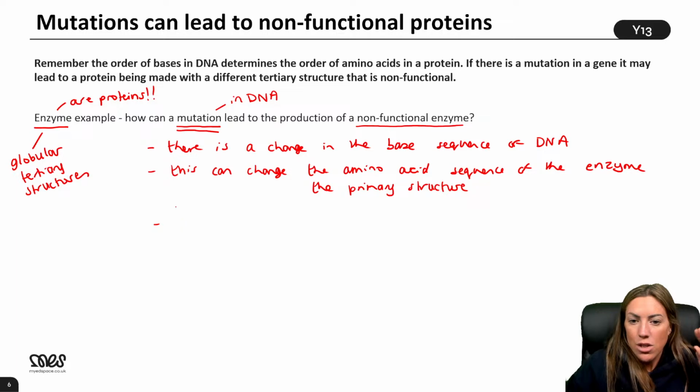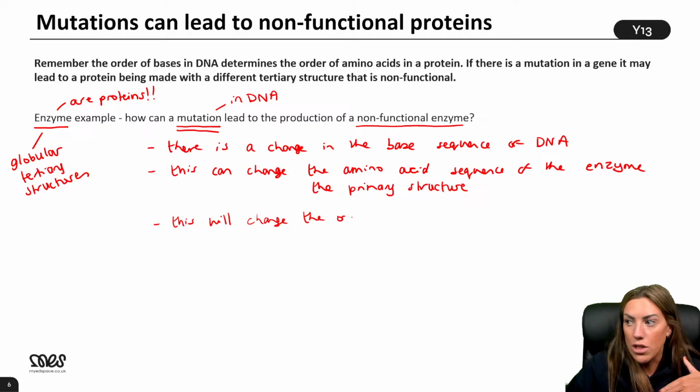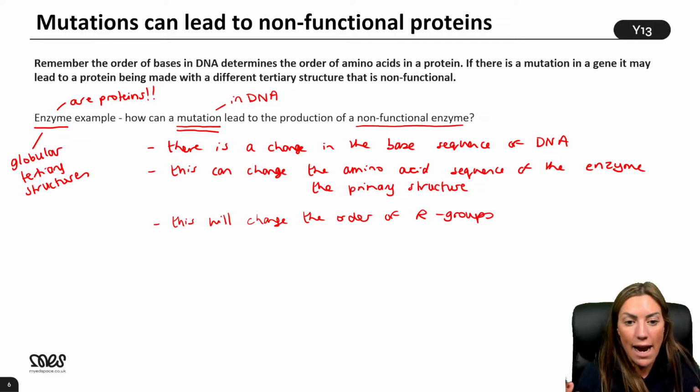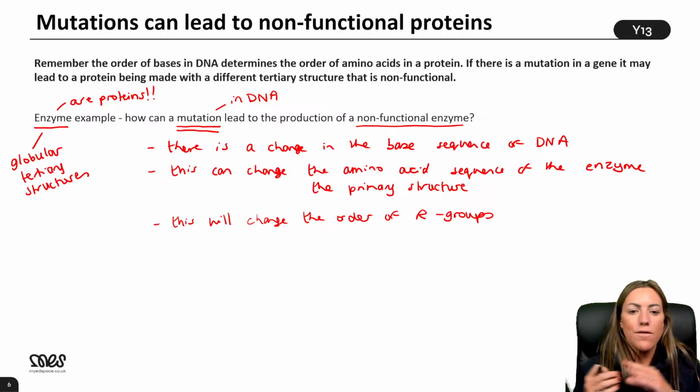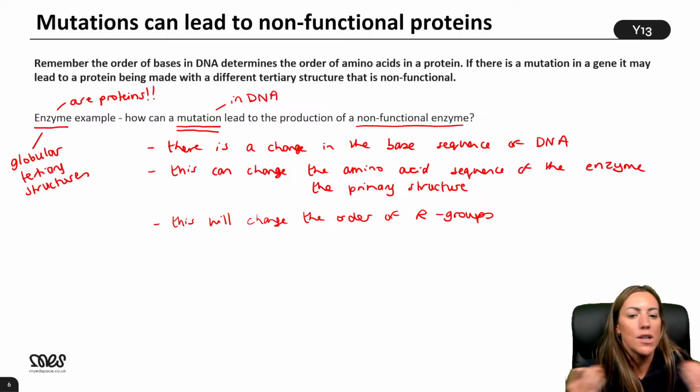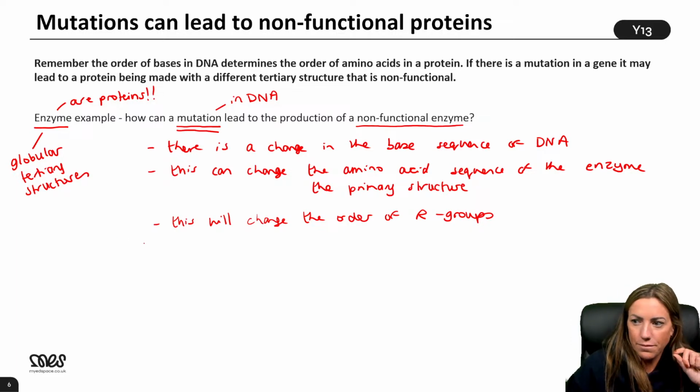Okay, someone said as well that this means you'll have different R groups. We can put that in. It might be worth a mark, it might not, but this will change the order of the R groups. Now remember, all amino acids have a different R group. It's the variable side chain. So if you've got a different order of amino acids, you've got a different order of R groups.